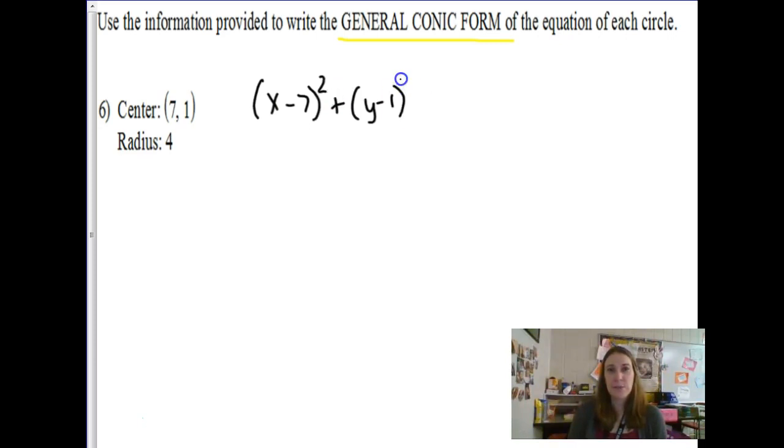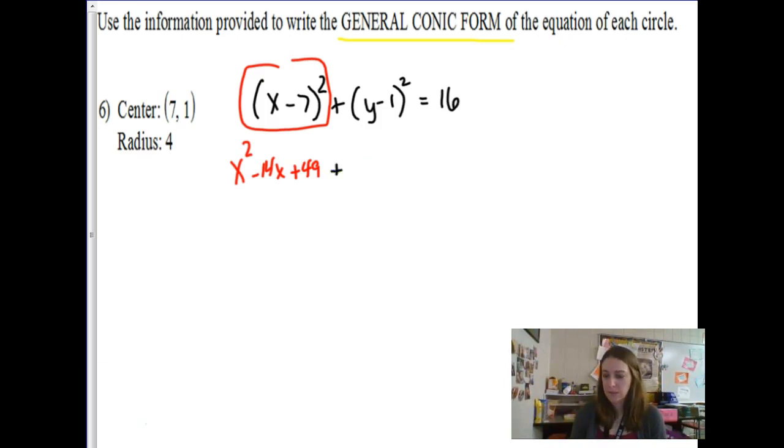So (x − 7)² + (y − 1)² = 16, which is 4 squared. And then we're going to distribute this out and get x squared, minus 7x minus another 7x, so minus 14x plus 49. And then plus, we're going to do the same idea here. We're going to distribute this out. So that would be y squared, negative 2y, plus 1.